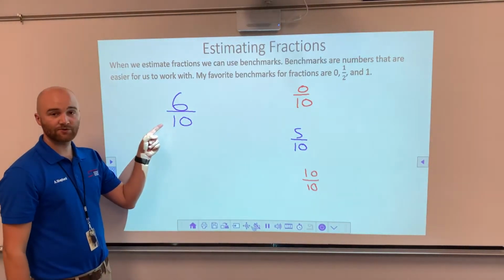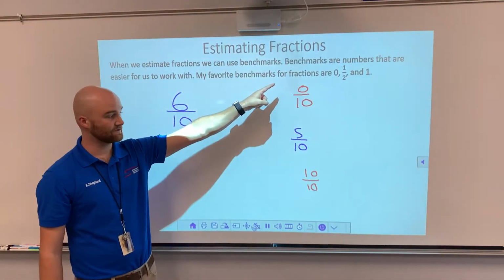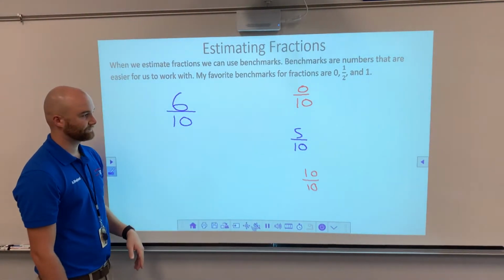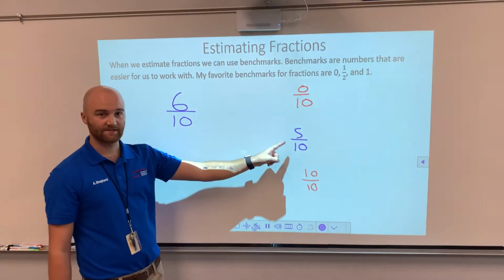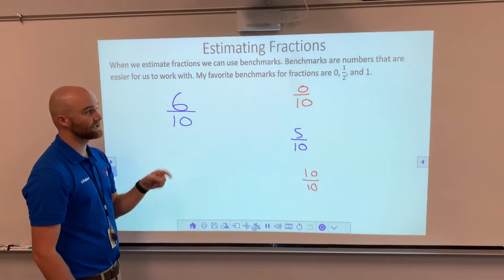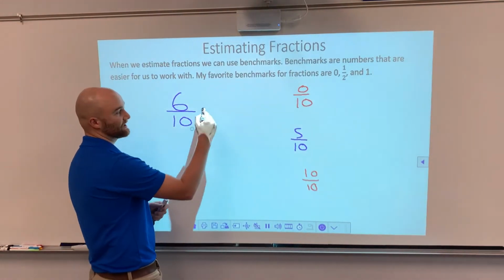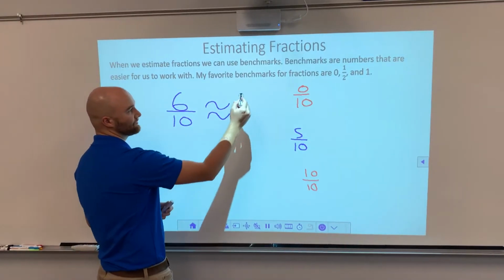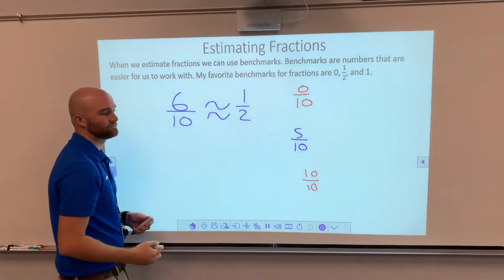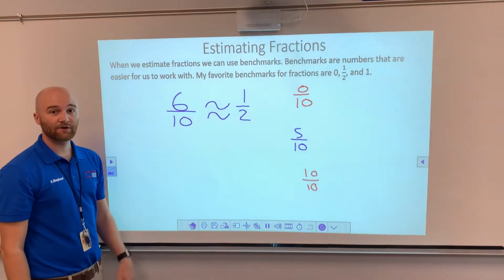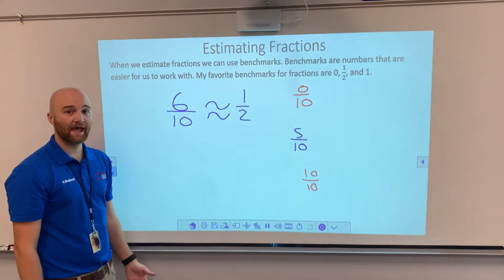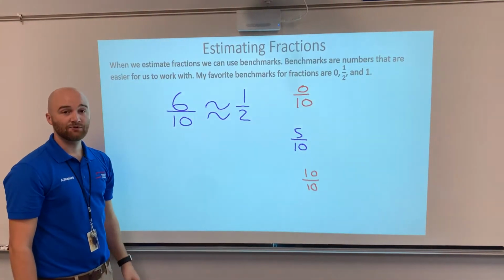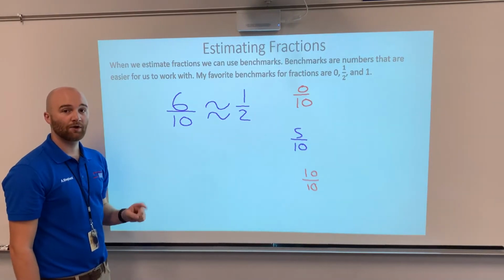Which one is 6/10 closer to? Is it closer to 0/10, to 5/10, or to 10/10? What do you think? I think it's closest to 5/10. So if I look at 6/10, I would say that is about, and I use what looks like a melted equal sign, it's about 1/2. And that helps it be really easy for us to add together, because it's very easy to add halves together. Instead of using the actual number, sometimes we can estimate and use 0s, 1/2s, and 1s.